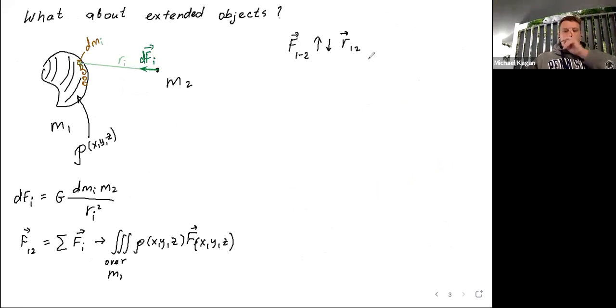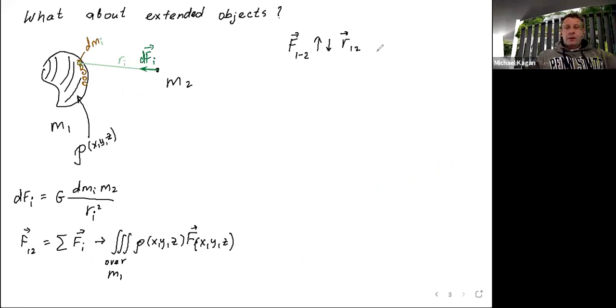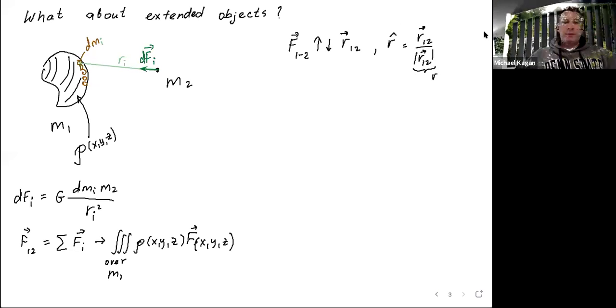Okay, and how do you combine the magnitude and direction? Let me show you the standard trick. You need a unit vector that points in the proper direction, and you make a unit vector by taking a regular vector and dividing it by its magnitude. So you can say r hat is given by r12 divided by the magnitude of r12. And that magnitude is really what we called r.